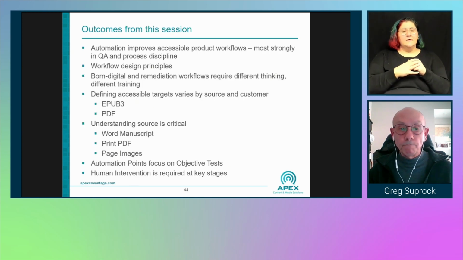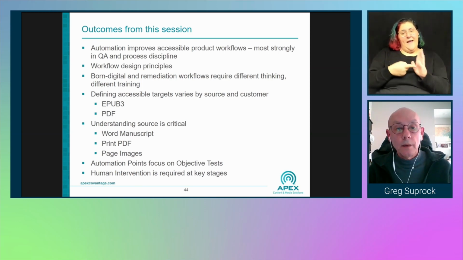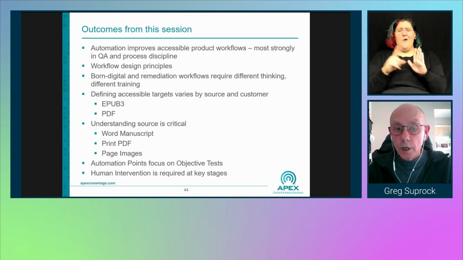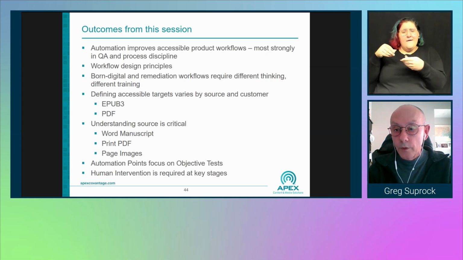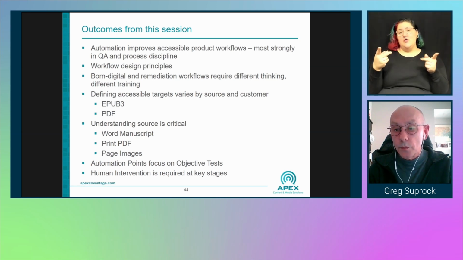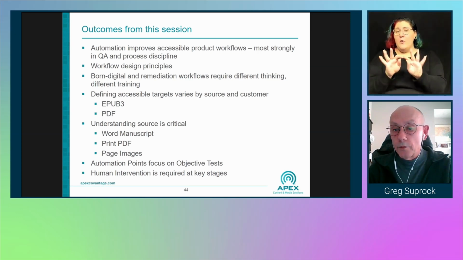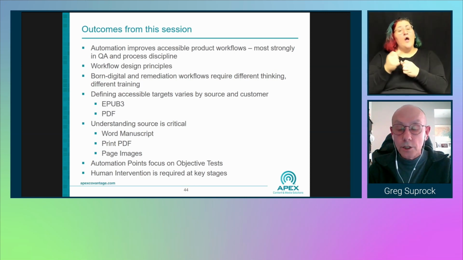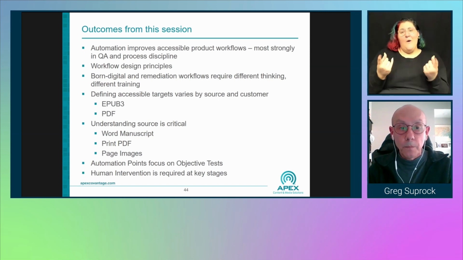So in summary, the outcomes for this session that I wanted to touch on today were to show you points where automation can improve accessible workflow products. This is most strongly by enforcing process discipline in the workflow and by enforcing very rapid QA that points out where there are errors or problems, doesn't give you a laundry list of things that have passed, and allows there to be focus with the operators or anyone else who needs to make a decision about what the outcome or modification should be for that document.